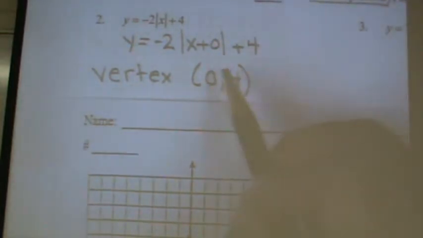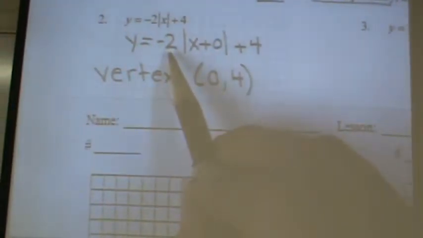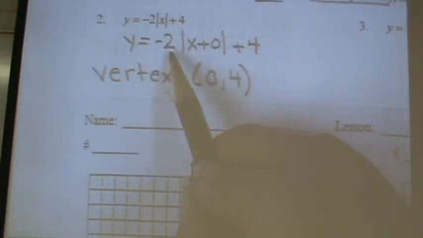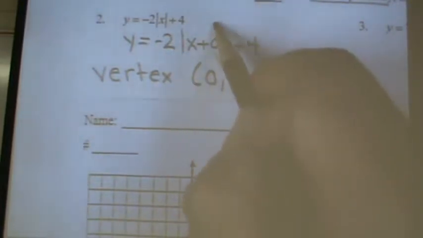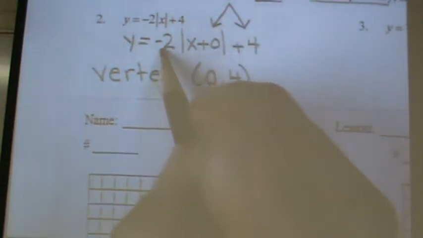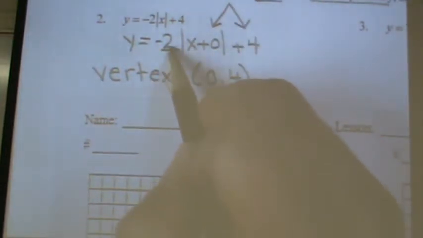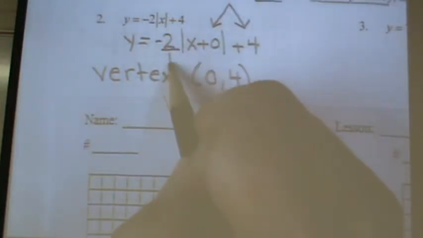Is this upside down or right side up? Upside down. So your shape should look like that, right? What's the slope? Make this a fraction. It's rise and run, so 2 to 1. From this point, we're going to do down 2 and over 1. Down 2 and go the other way. Down 2 and over 1. From here, go down 2 and over 1.